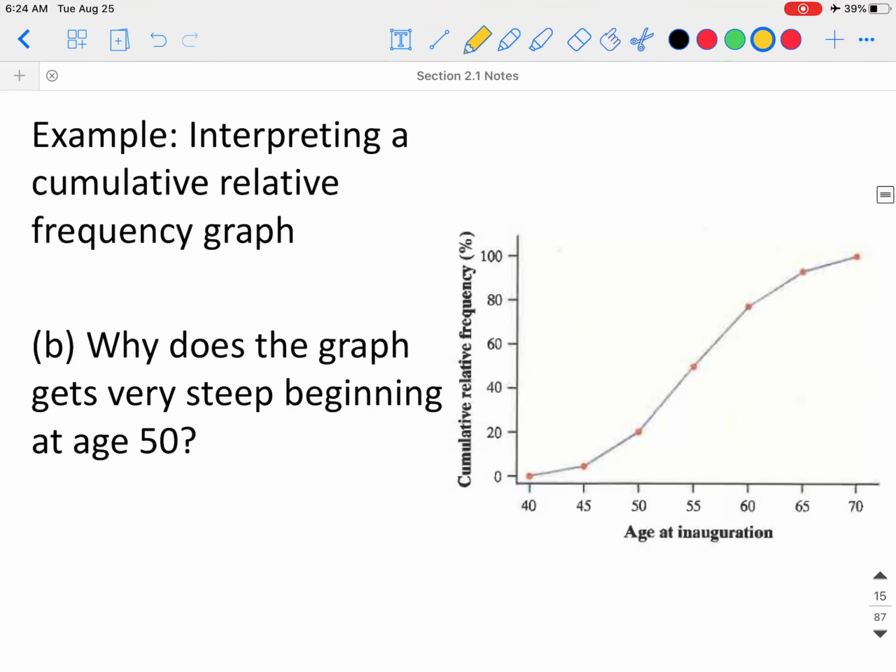Why does the graph get very steep beginning at age 50? As we discussed on that previous slide, most U.S. presidents were in their 50s when they were inaugurated, so the rapid growth is shown by how steep the graph is, and then it slows down again at the 60s.